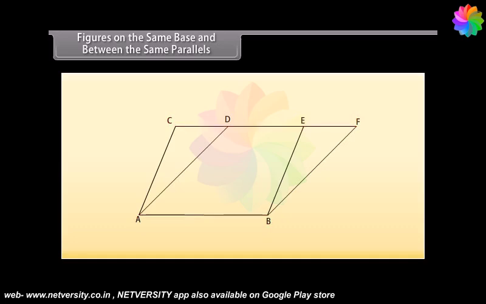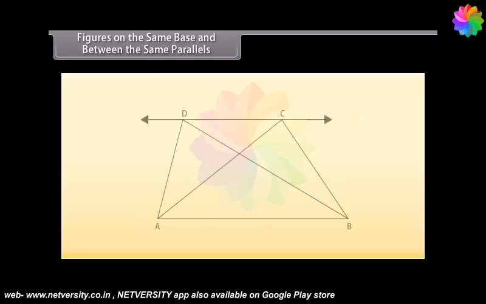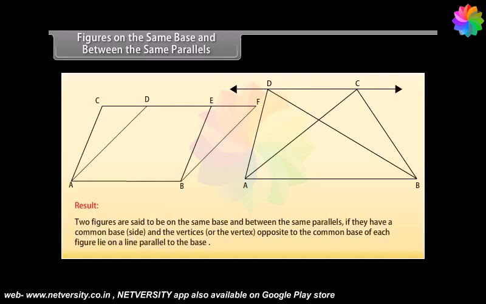So we can say that both the parallelograms lie on the same base AB and between the same parallels AB and CF. Similarly, in this figure, the triangles ADB and ACB both lie on the same base AB and between the same parallels AB and DC. So we can say that the two figures are said to be on the same base and between the same parallels if they have a common base side and the vertices or the vertex opposite to the common base of each figure lie on a line parallel to the base.